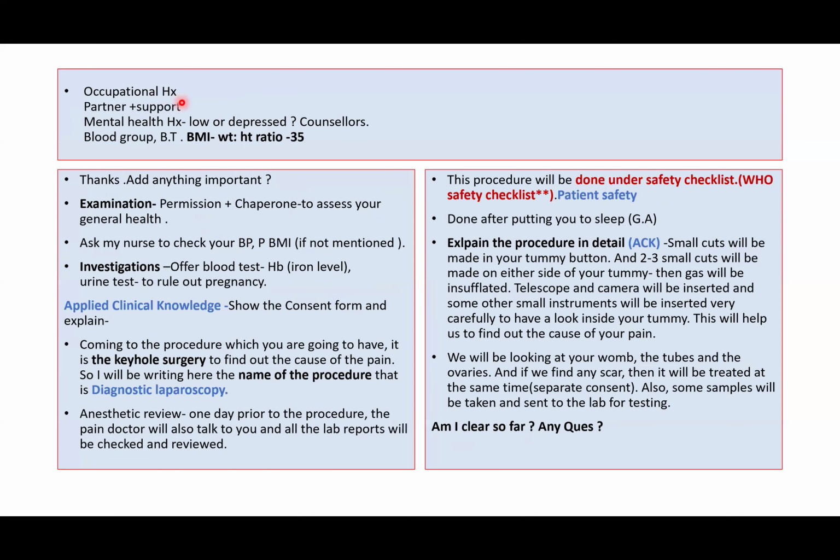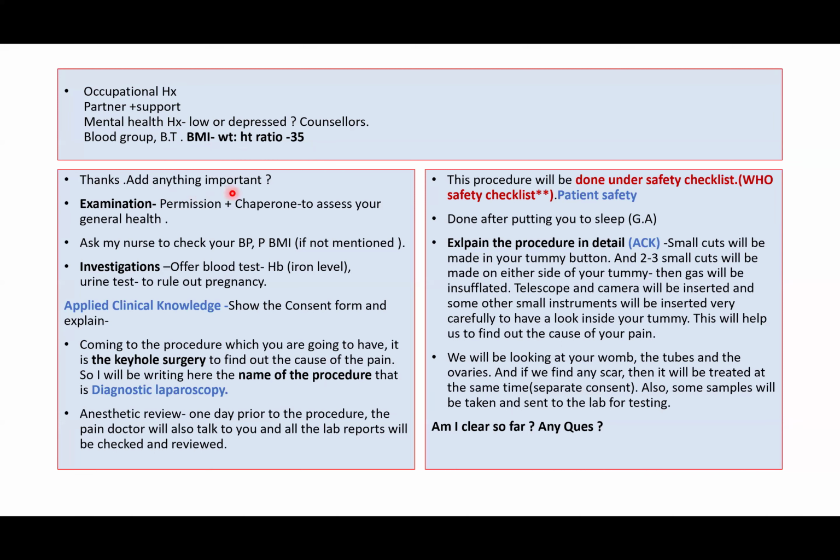And may I know what you do for a living? Whom are you living with? Is your partner supportive? Have you been feeling low or down lately? If yes, offer her the counselors, confirm the blood group. Any reservations for blood transfusion? And I can see your weight height ratio is 35. Are you aware of that? Have you tried to lose weight? But this BMI is important because we have to address the issue that the risk of complications is higher in patients whose BMI is high.